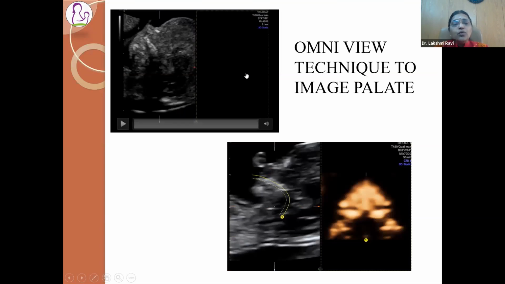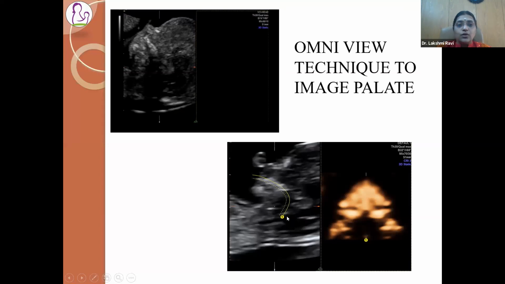And how do we use this technique to image the palate in the first trimester? Same way, because we all take a nuchal translucency in the first trimester, quickly acquire a volume in the first trimester, and then with that volume, you can draw a line on the palate like this, and you can show the palate very clearly by just drawing the line like this.